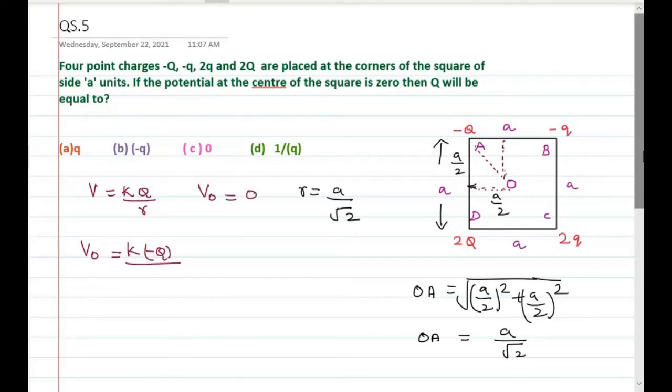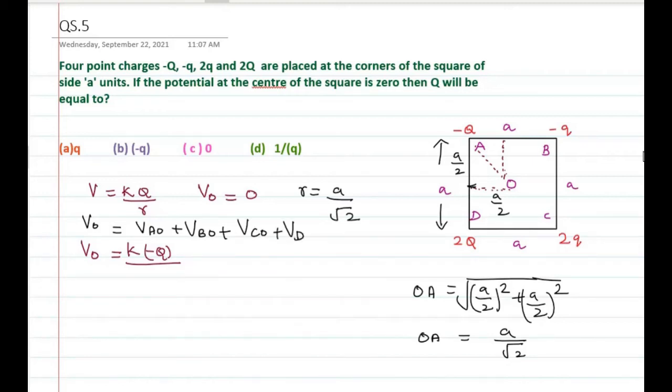So first we are finding V naught at the center. V naught at the center is equal to the potential at A and O, plus the potential at B and O, plus the potential at C and O, plus the potential at D and O. So we substitute K into minus Q divided by the distance. The distance from the center to all the corners is A by root 2, so A divided by root 2.